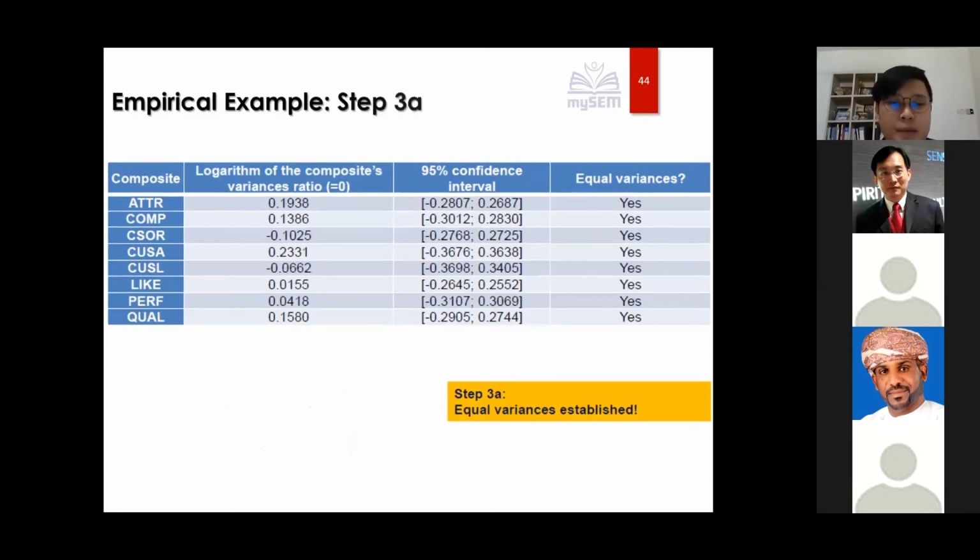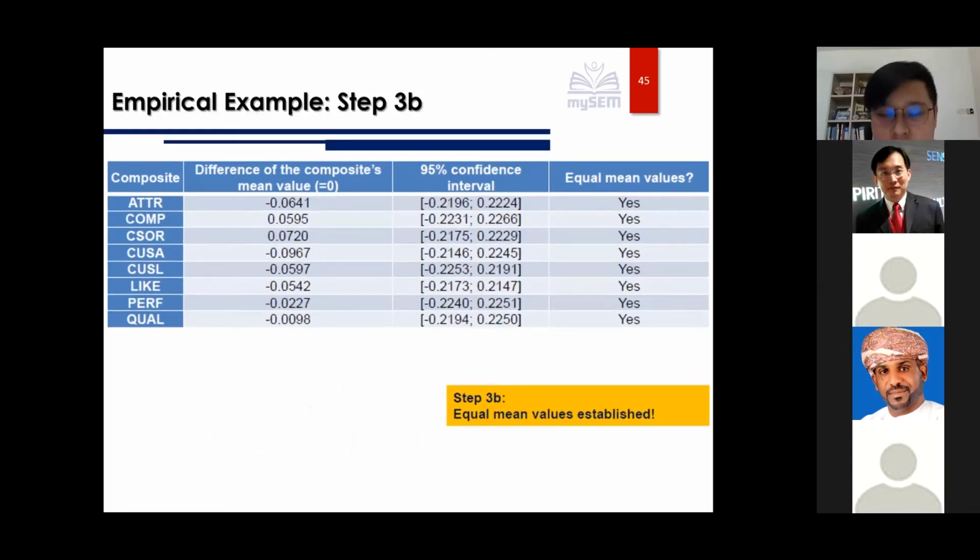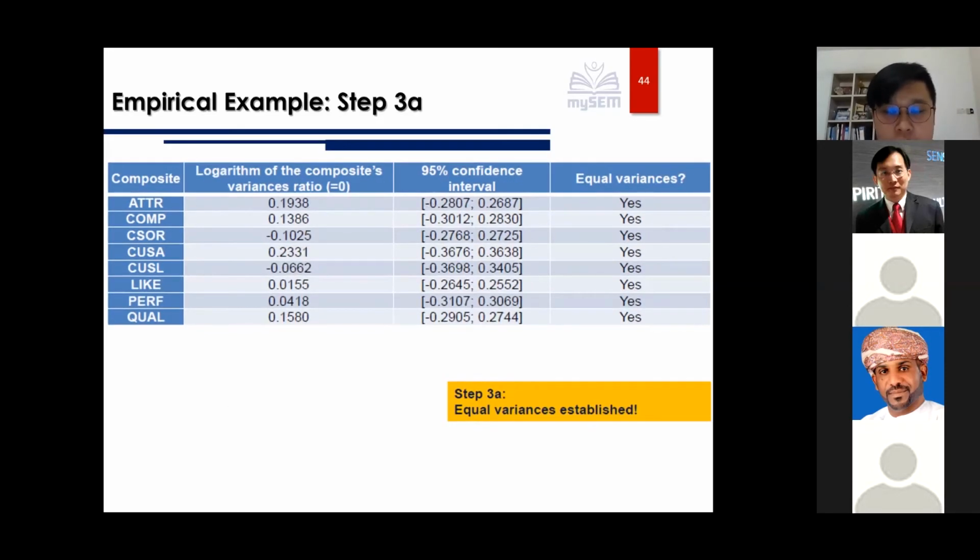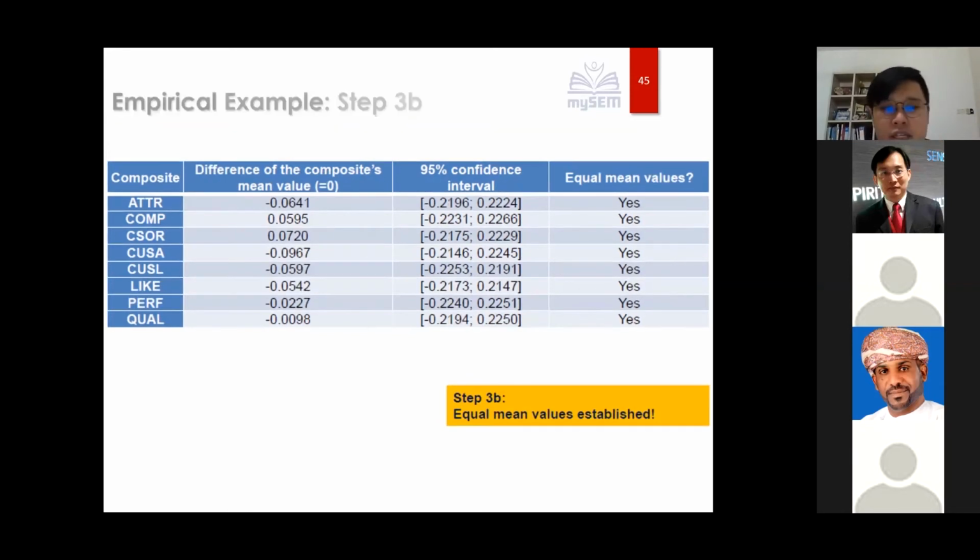And for step 3A and 3B, as I mentioned earlier, we run the equal mean values and also equal variance. What we want is to check that there is no difference between the two groups regarding their variances and means, using the logarithm of the composite variance ratio. How do we know whether there's no difference? We need to make sure it is not significant. As you can see in the confidence interval, it is not significant because it spans negative and positive. So when it's not significant, we can be assured that there's no difference in terms of the variances as well as the mean value.